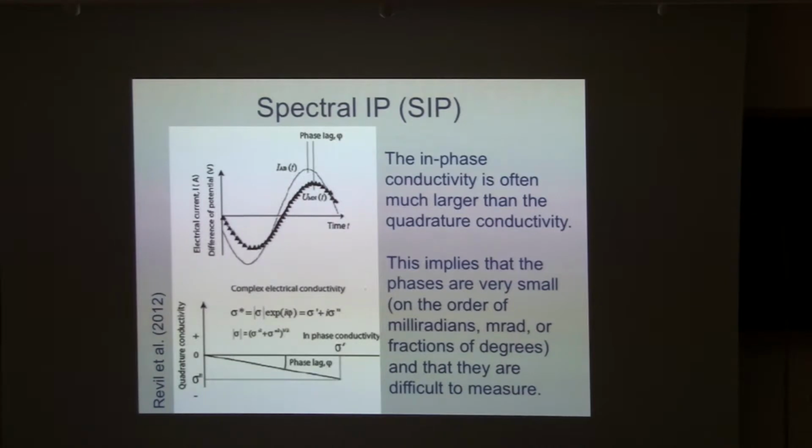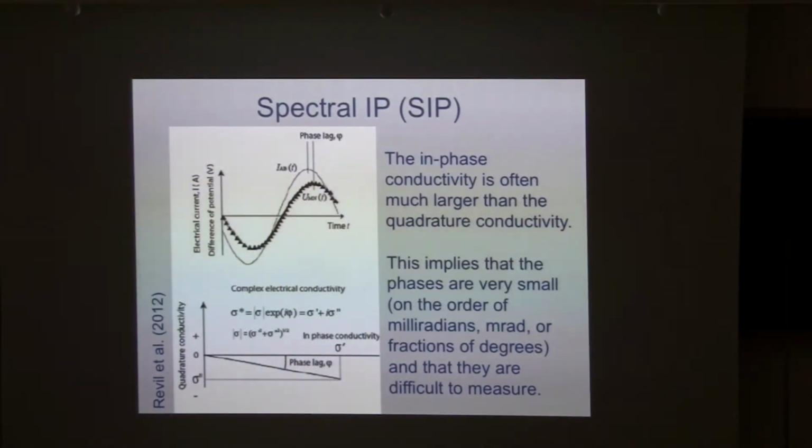You can also measure spectral IP. So instead of measuring in the time domain, you measure in the frequency domain. You have an alternating current, and due to this capacitive effect, you will have a phase lag on your voltage that you're going to measure. And this phase lag now is indicative of the capacitive properties. Okay?